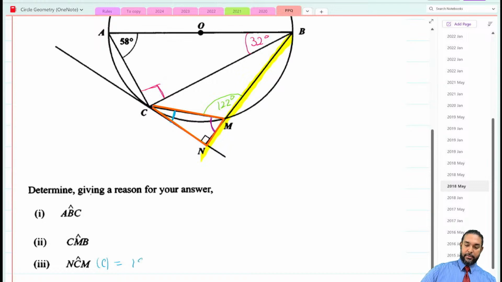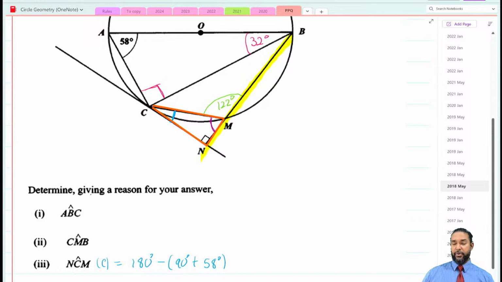Right, so that's equal to 180 minus 90 plus 58. 90 and 58 is 148. 148 from 180 is 32 degrees. So that somehow managed to be equal to that angle on top there. Wait, but those two triangles therefore are similar. That's interesting.